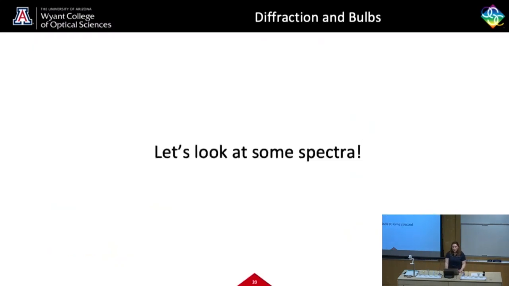Okay, so now we're going to look at some spectra. The first one we're going to look at is the Edison lamp. So, what I've done for you is I've taken these diffraction grating glasses, and I've taped them to the side of this camera. So what this camera sees will be a diffraction effect of the light.